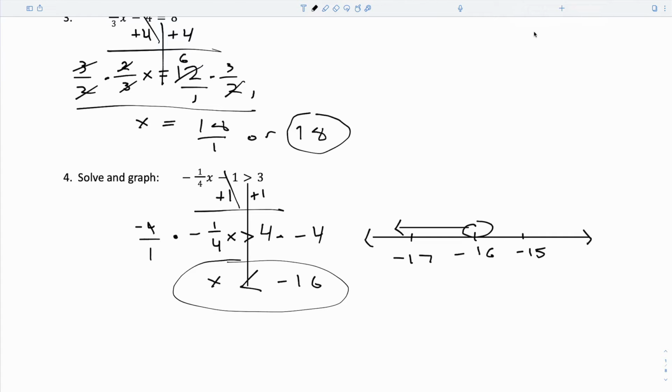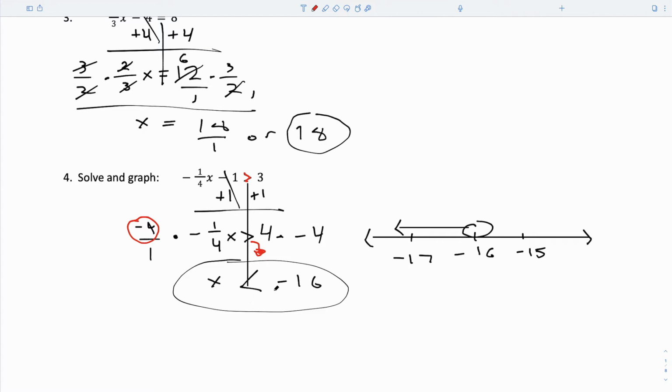Okay, so number 4 is on the board now, and you can see that we solve this just like an equation, but the biggest difference between an inequality is this greater than sign. And the moment that we multiply or divide by a negative number, notice how it flips. If you forgot that, change it on your paper right now. And the graph looks like this.